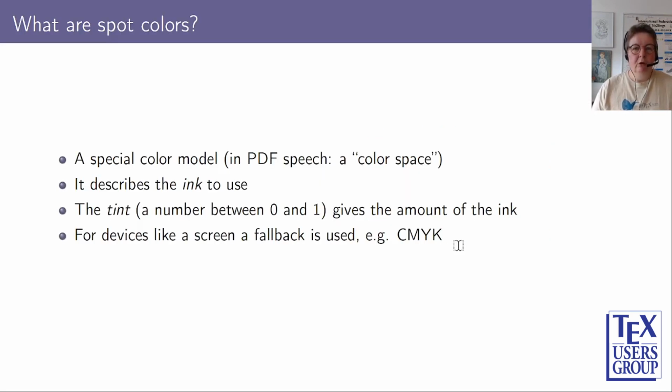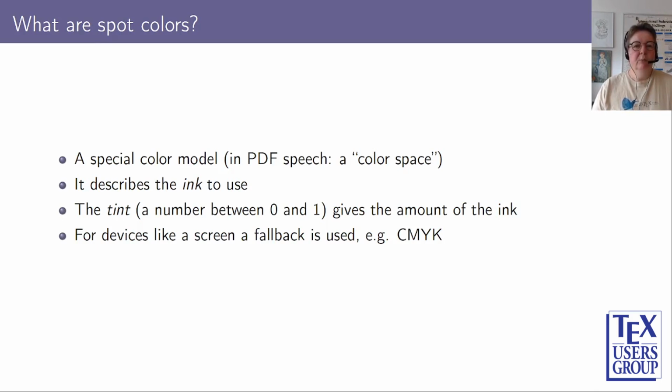What are the spot colors, the Pantone color used in the document? A spot color is a special color model. PDF calls this a color space, but this is only a different word for the same thing. Such a model is similar to the RGB or CMYK color. It describes an ink to use. It has only one value, not 3 or 4 like RGB or CMYK, and this one number gives the amount of the ink to use and is called the tint.